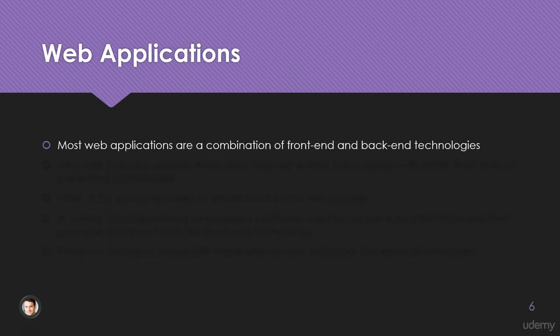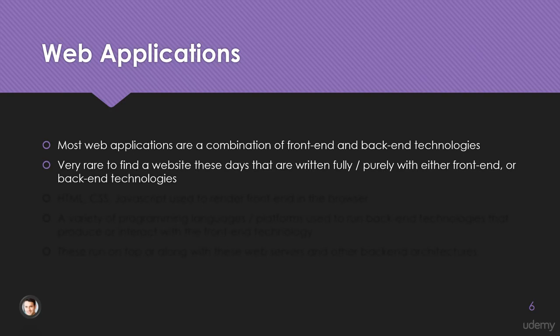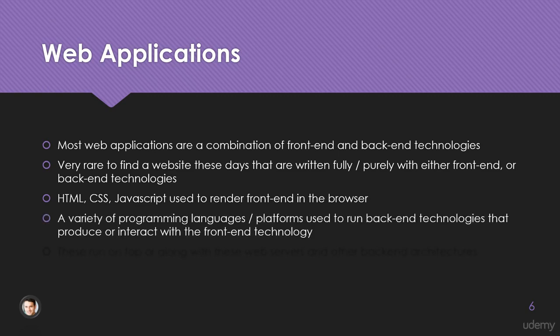Given that these are the server software that run server-side applications, how do you build software that runs on the server? Most web applications are actually a combination of front-end and back-end technologies. It's very rare to find a website these days that's written purely with the front-end or back-end. HTML and CSS and JavaScript, which we saw earlier, are used to render the front-end, the web page that you see in the browser. And there's a variety of programming languages and platforms to choose from to run backend technologies that produce or interact with the front-end technology.